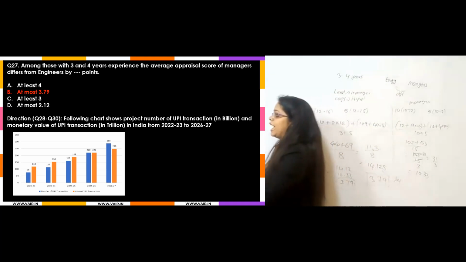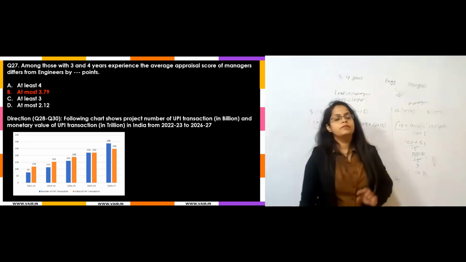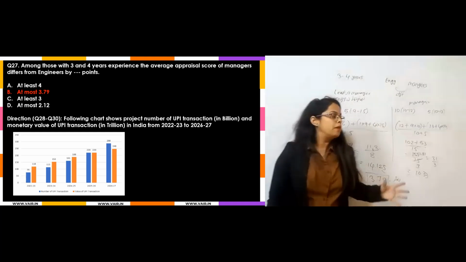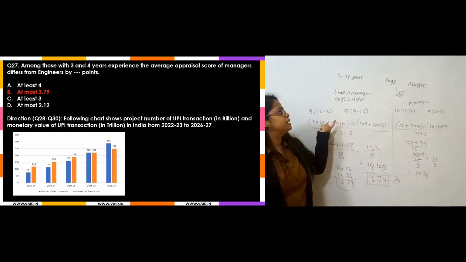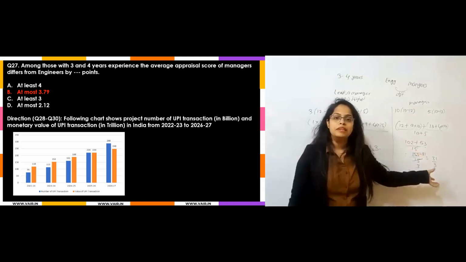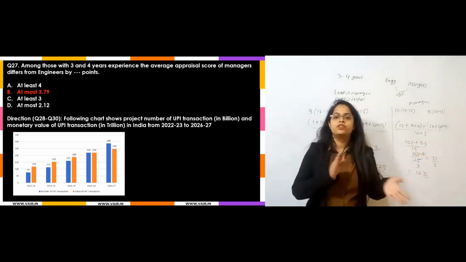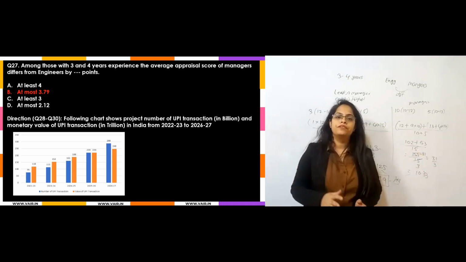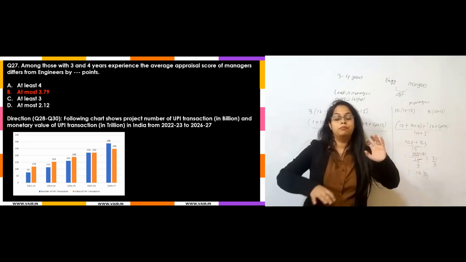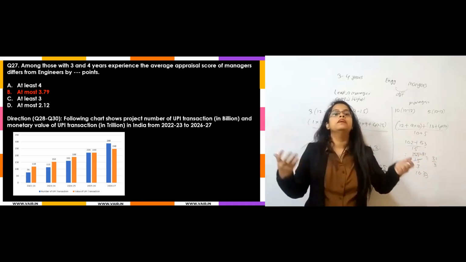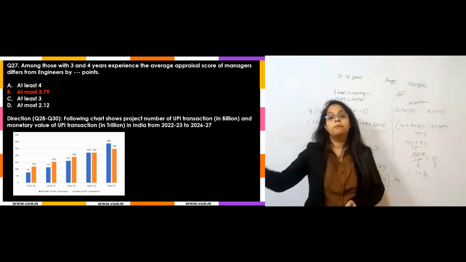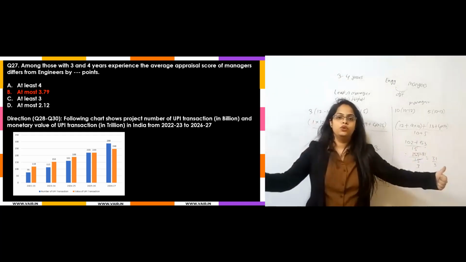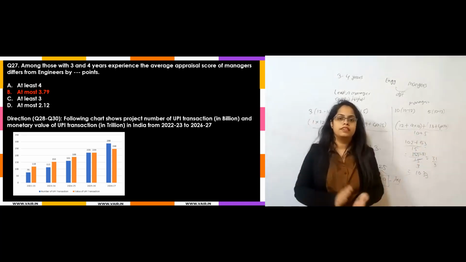Because the question says at most, at least, that means I have to find out the maximum. So for the maximum difference, I will take the maximum of the engineer and the minimum of this one. If I take something in the middle for both, the maximum and minimum, I will get the middle value. So I am taking the highest and the lowest. So this is the at most difference.